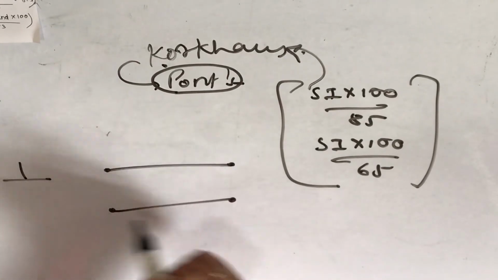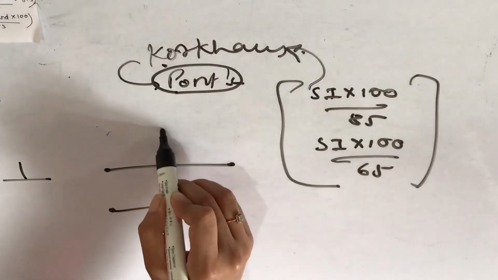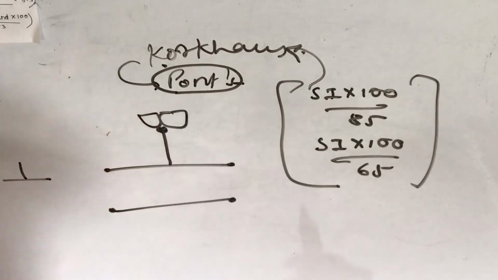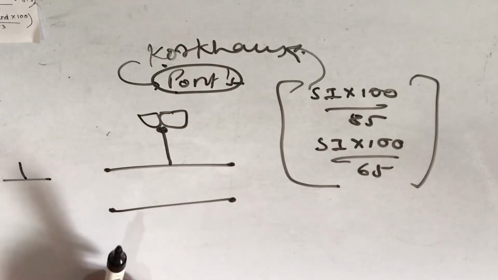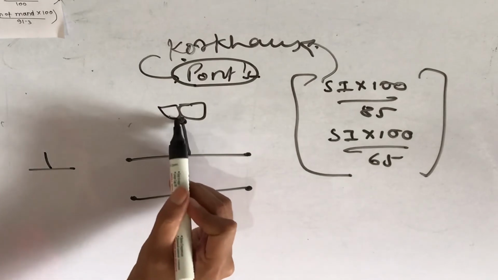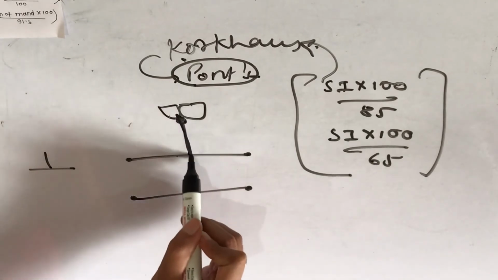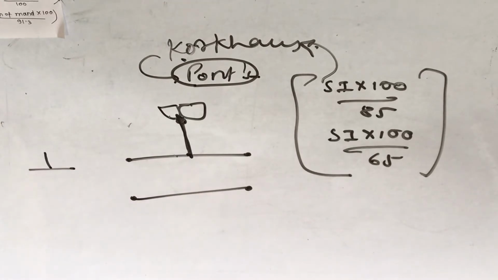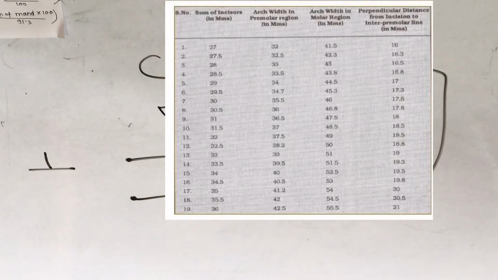So this was your Pons analysis. But now in this you are also seeing a perpendicular distance between the central incisors. So this is your Korkhaus analysis. This is the perpendicular distance which is between the midpoint of the central incisors and the midpoint of your interpremolar distance. So this is the additional thing that you are doing for Korkhaus analysis. And in Korkhaus analysis there are particular measurements which were given by Korkhaus.